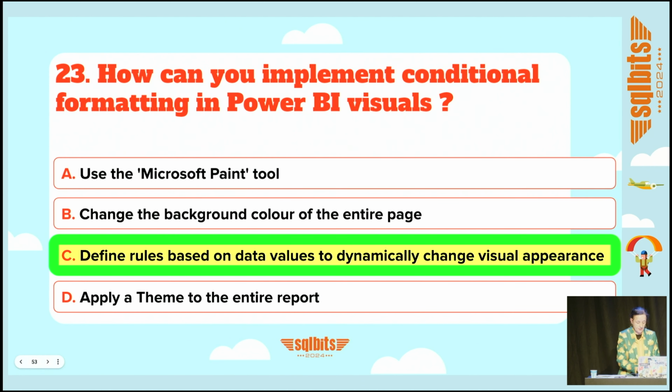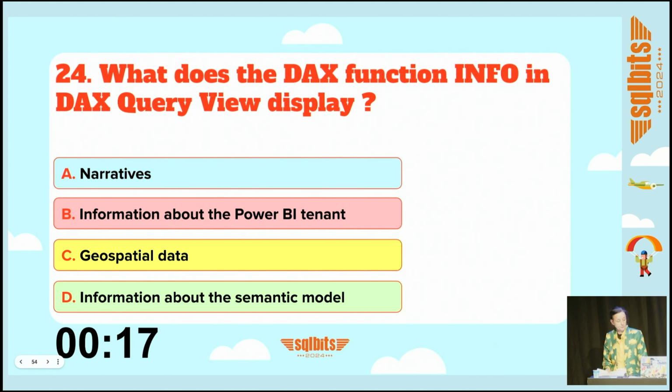Right, another DAX question. What does the DAX function INFO.VIEW display? A, narratives. B, information about the Power BI tenant. C, geospatial data. Or D, information about the semantic model. This is a new DAX function, so you might not know, but everybody's got it correct, I see. Very good.